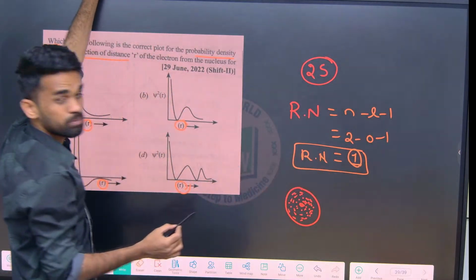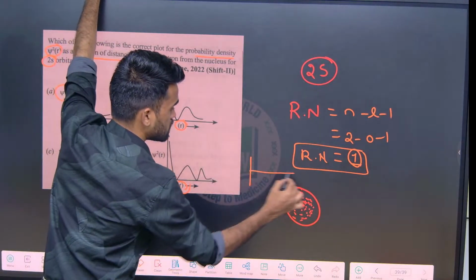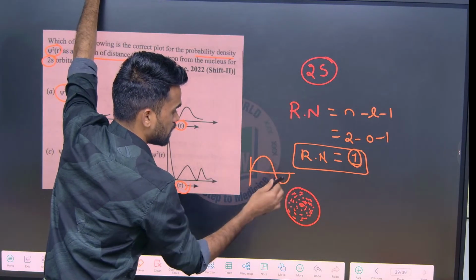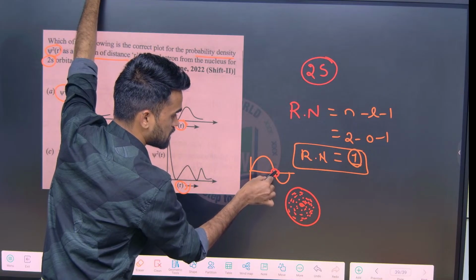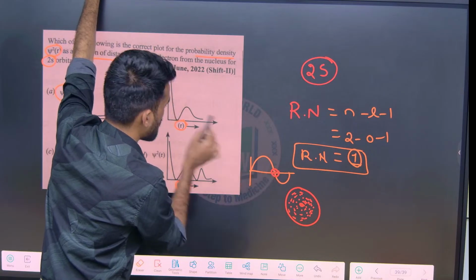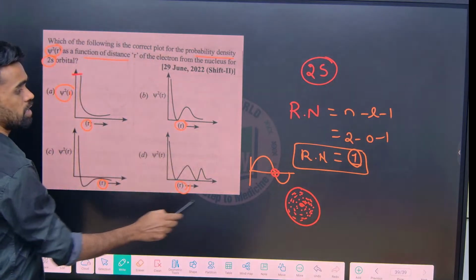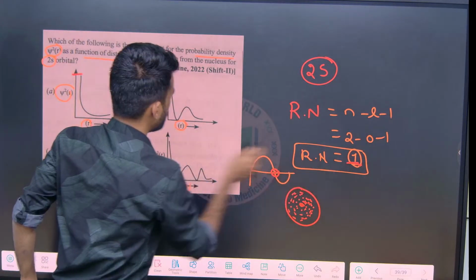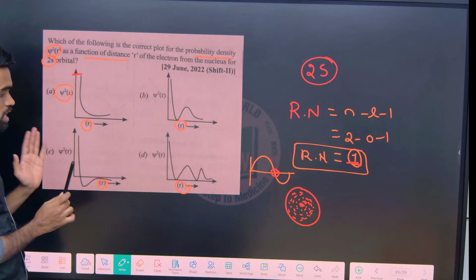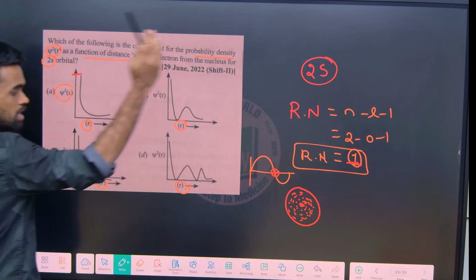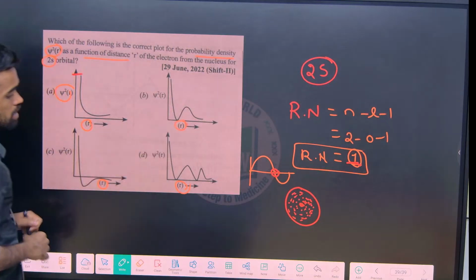So now with the maxima, the radial node should be 1. What do we mean by radial node? I mean nodes here. See, if you are drawing a wave like this, the number of times it touches the x-axis is called the node. So in the graph also, just identify that it should touch the x-axis one time, ignoring the initial point and the last point, meaning in between them.